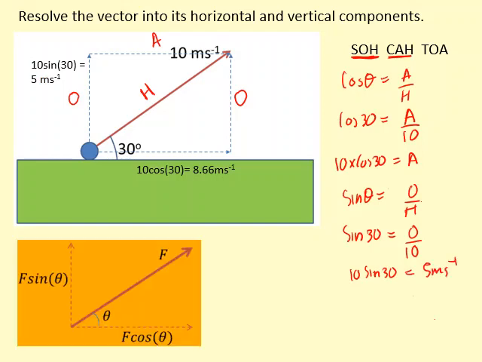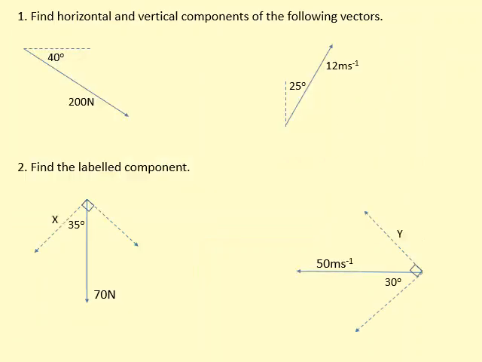So this is something to memorize. If you're interested in the part that's touching the angle, like this part right here, right next to it, then you always have to use cosine. And if you're looking at the part that's opposite the angle, like this part here, then you always have to use sine.